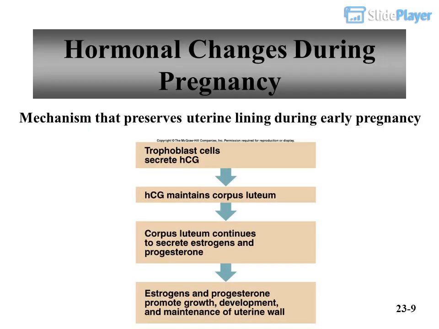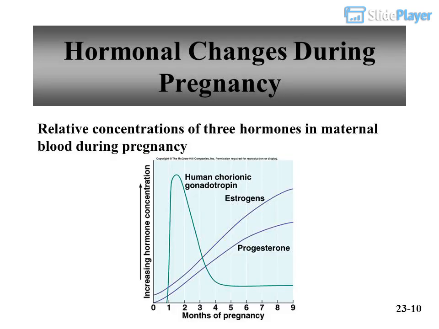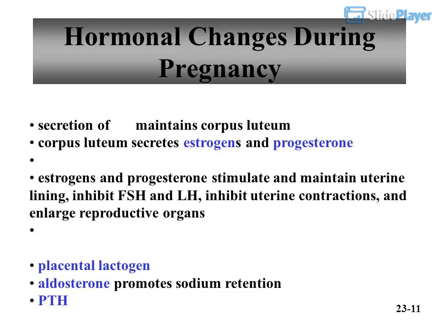23-8. Hormonal changes during pregnancy. The mechanism that preserves the uterine lining during early pregnancy. 23-9. Hormonal changes during pregnancy. Relative concentrations of three hormones in maternal blood during pregnancy. 23-10. Hormonal changes during pregnancy.